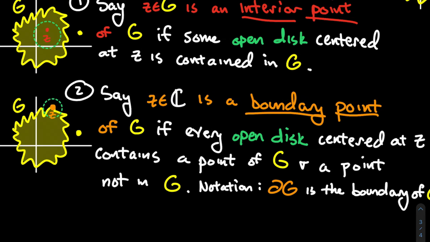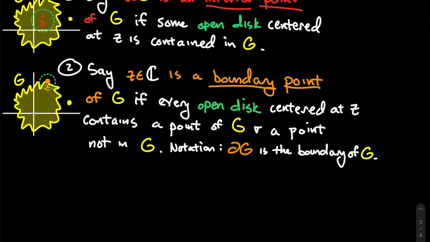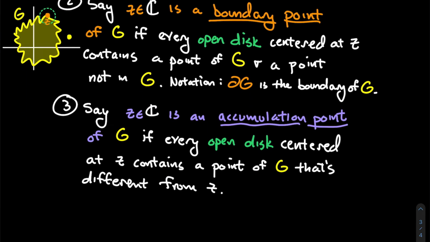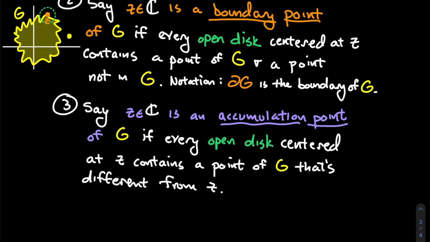And so that's how we're going to mathematically describe what the boundary of a shape is. And so again, we're going to talk about all the boundary points together. That set is denoted by this partial derivative notation, partial D G. Number three, we're going to say that a complex number, and again, notice how I'm not saying Z is an element of G, is an accumulation point of G if every open disk centered at Z contains a point of G that's different from Z.